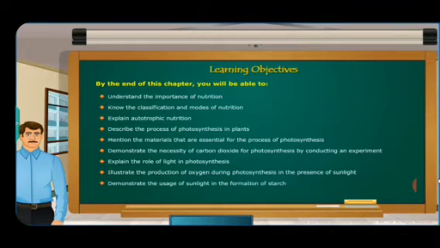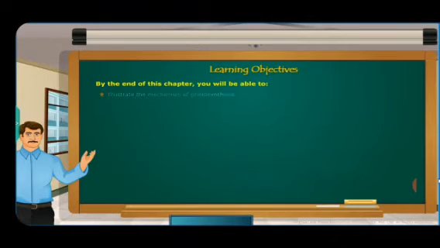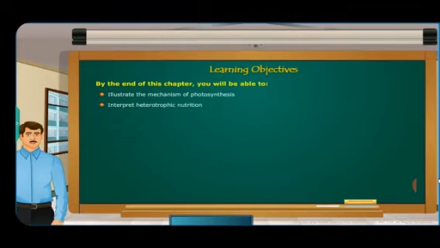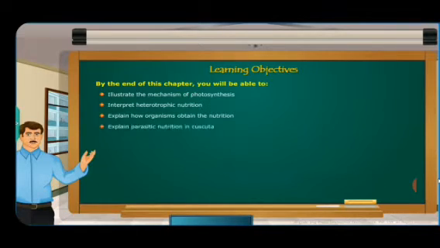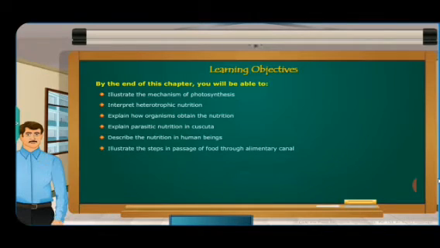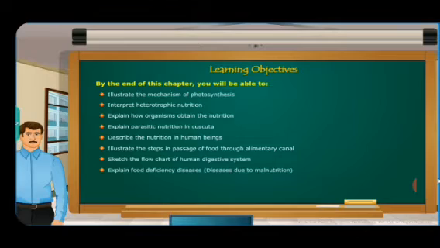demonstrate the uses of sunlight in the formation of starch, interpret chlorophyll and photosynthesis, illustrate the mechanism of photosynthesis, interpret heterotrophic nutrition, explain how organisms obtain the nutrition, explain parasitic nutrition in Cuscuta, describe the nutrition in human beings, illustrate the steps in passage of food through alimentary canal, sketch the flowchart of human digestive system, explain food deficiency diseases, diseases due to malnutrition, explain vitamin deficiency diseases.